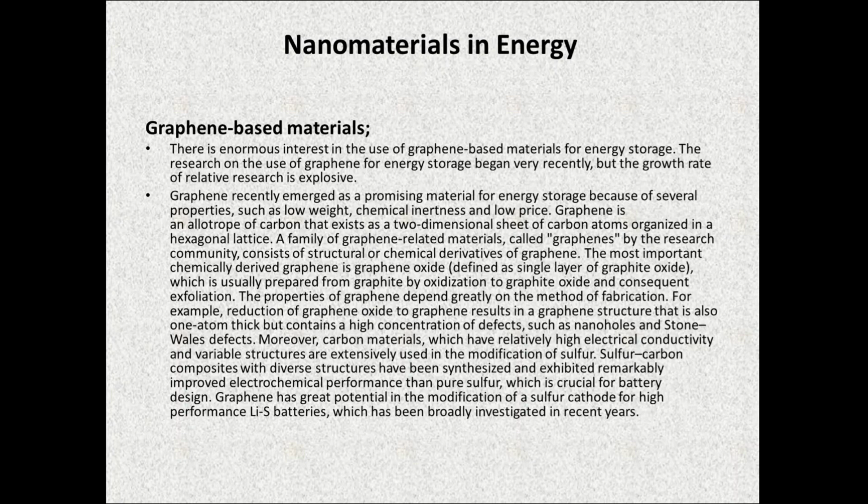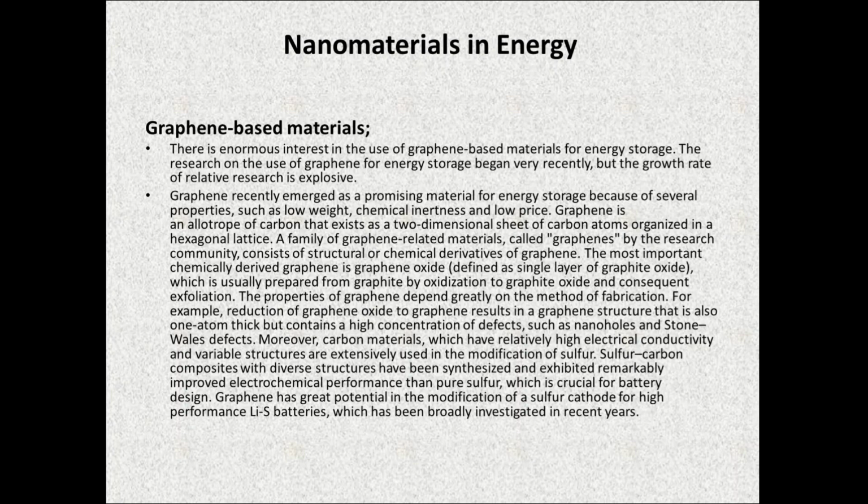The most important chemical derivative of graphene is graphene oxide, which is usually prepared from graphite by oxidation to graphite oxide and consequent exfoliation. The properties of graphene depend greatly on the method of fabrication. For example, reduction of graphene oxide to graphene results in a graphene structure that is also one atom thick but contains a high concentration of defects, such as nanoholes and Stone-Wales defects.